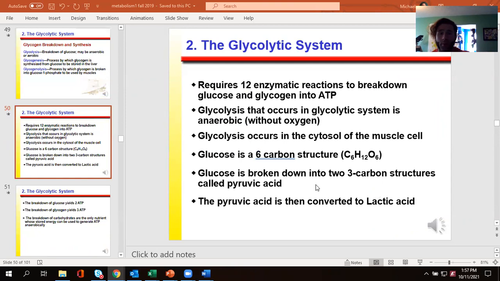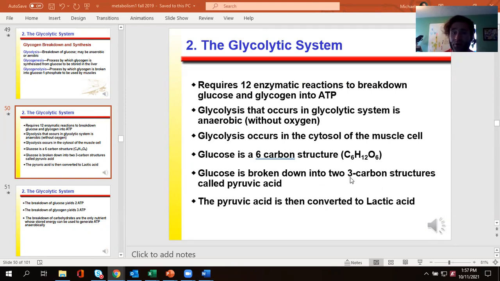Now, 12 steps that we're going to take from an original glucose or from glycogen cells, break it all the way down into ATP. This is going to occur inside of the sarcoplasm, and it doesn't require oxygen. It's taking a 6-carbon sugar. So this is the chemical makeup of glucose, which is the specific carbohydrate inside of this.